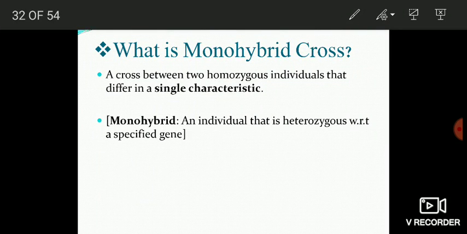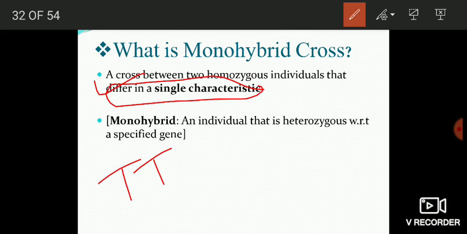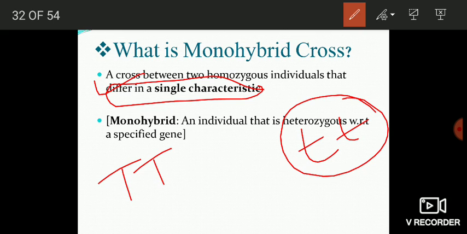Today our topic is monohybrid cross. First of all, what is a monohybrid cross? It is a cross between two homozygous individuals that differ in a single characteristic. For example, you have two individuals, one is capital TT, another is small tt. This is homozygous.